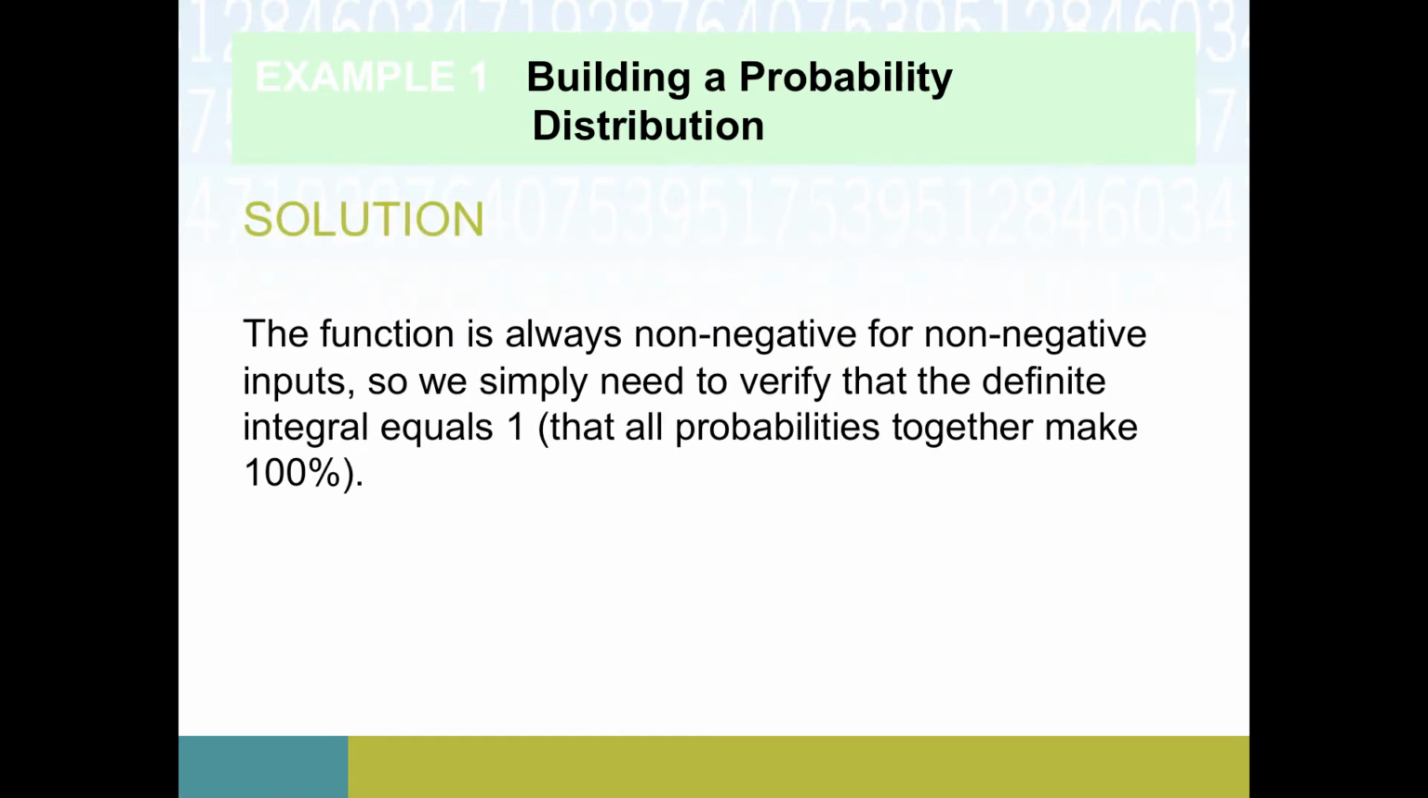So we don't really have to worry about rule number 1, that f of x is greater than or equal to 0 for every x. We only really have to consider the definite integral equaling 1. That's that second rule we were given for a probability density function.